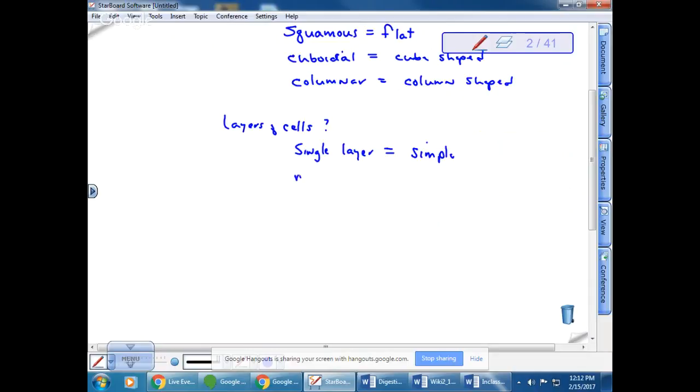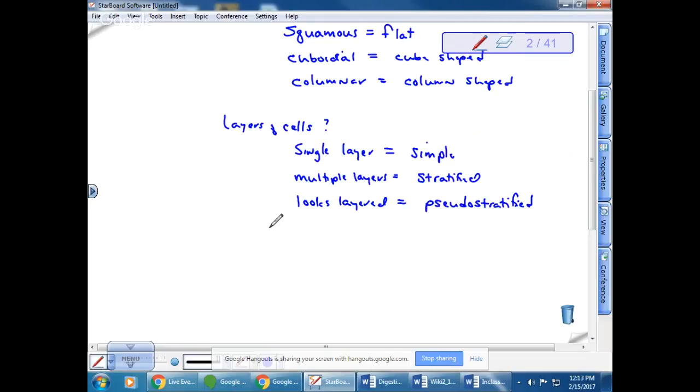If it is multiple layers, it is said to be stratified. And if it looks layered, but it's not, it is said to be pseudo-stratified. So for example, the lining of your trachea looks like it's layered, but really it is only a single layer, so it is pseudo-stratified. It's falsely layered, right? So it just looks like it. And it looks like it because the nuclei are actually at different levels in the cells, and so it's a little bit confusing when you look at it. So we're going to look at some of these examples in lab tomorrow.